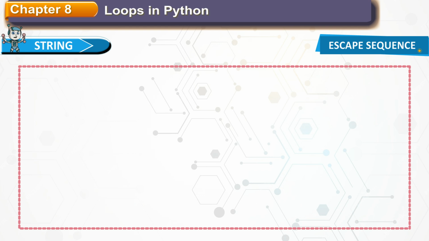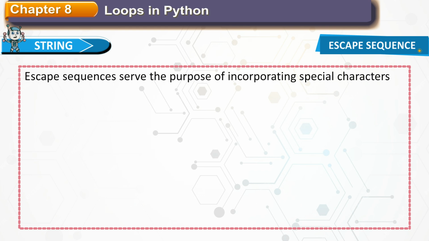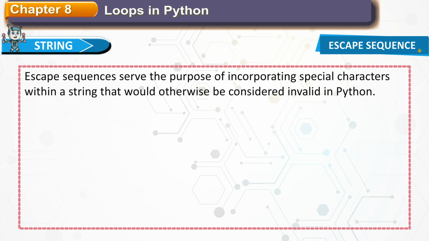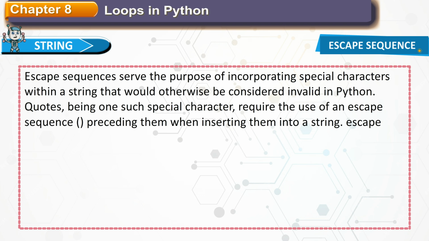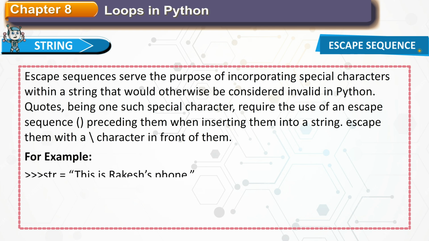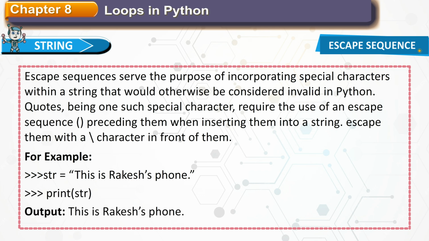Escape sequence. Escape sequences serve the purpose of incorporating special characters within a string that would otherwise be considered invalid in Python. Quotes, being one such special character, require the use of an escape sequence preceding them when inserting them into a string. Escape them with a slash character in front of them. For example, str = "This is Rakesh's phone." print(str). Output: This is Rakesh's phone.